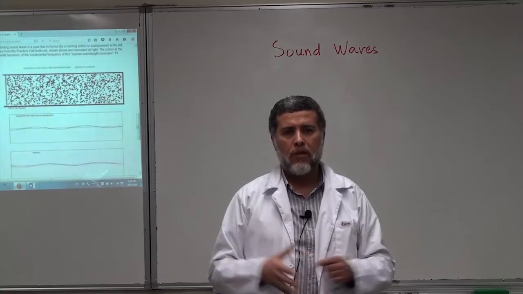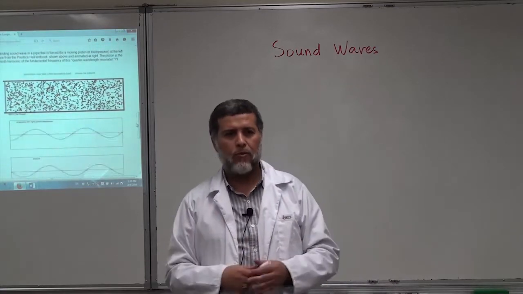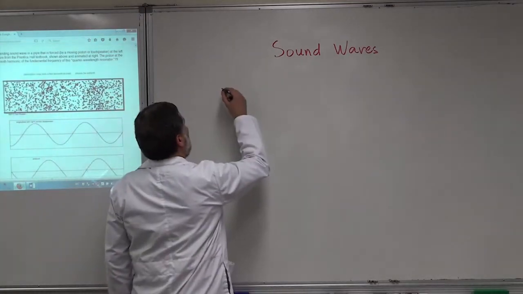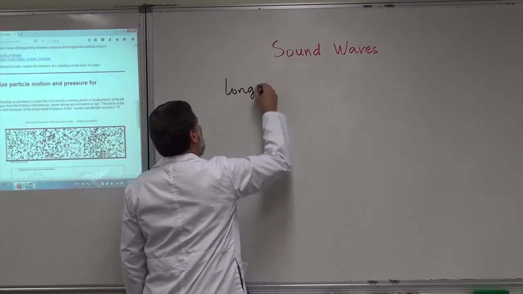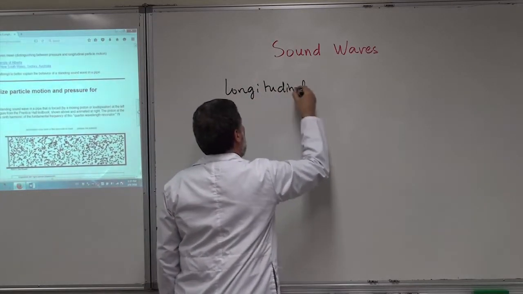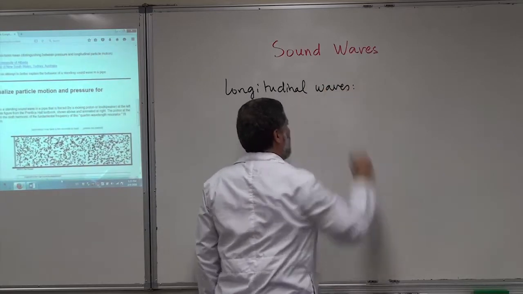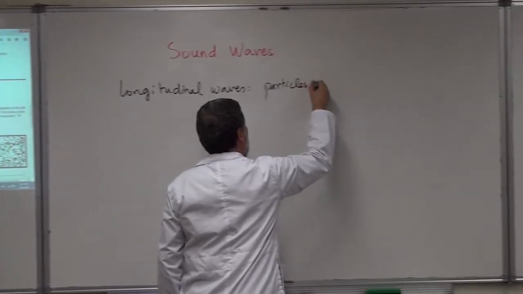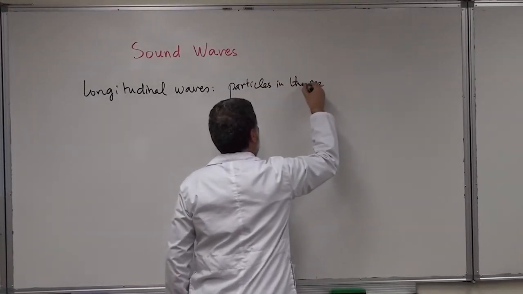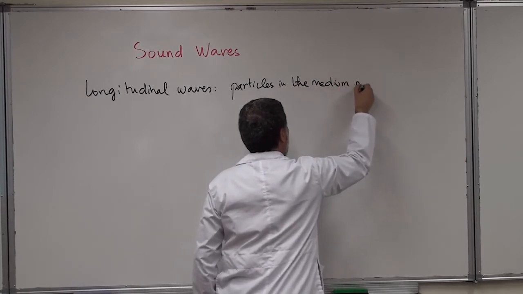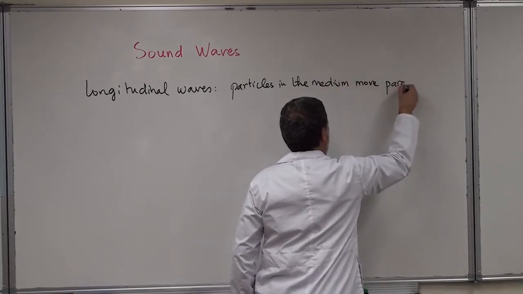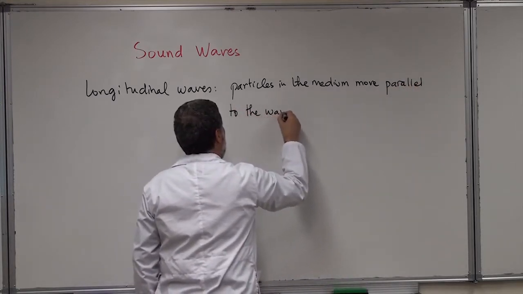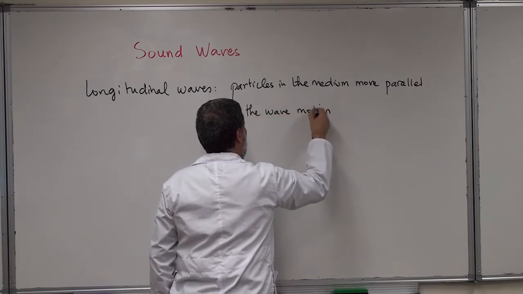So to produce a wave, we need the medium, and we need the disturbance, of course. Sound waves are longitudinal waves, by the way. This is an example of longitudinal waves. And the definition of a longitudinal wave is that the particles in the medium move parallel to the wave motion. Let me show you this in this animation here.